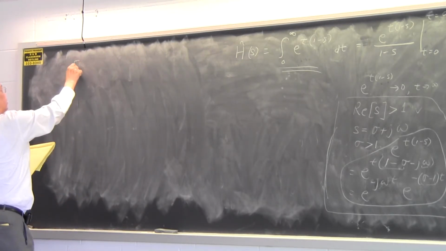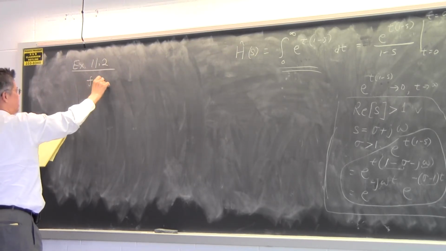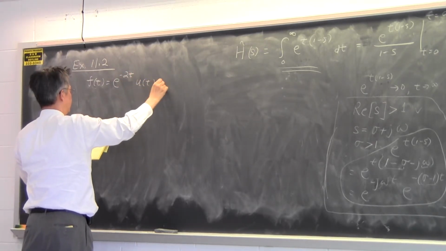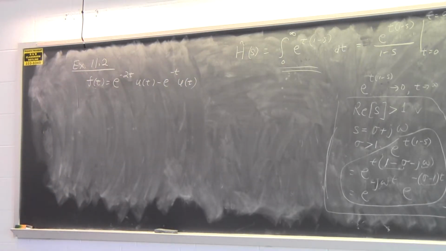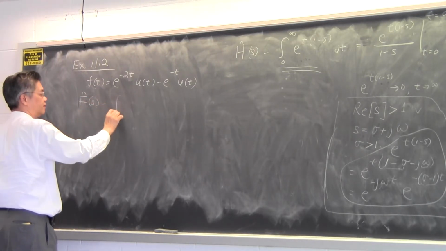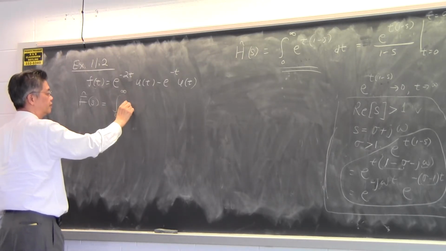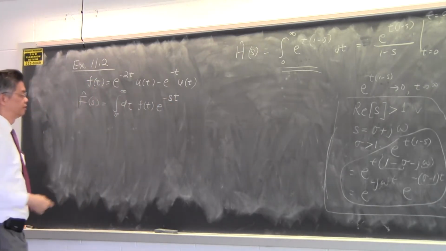So let's do example 11.2. You have f of t defined to be e to the minus 2t u of t minus e to the minus t u of t. Let me make sure that this is the same as what I have in the textbook. So how do I find the Laplace transform? F hat of s, the Laplace transform, will be given by the integral from 0 minus to infinity dt of f of t e to the minus st. This is just the definition.